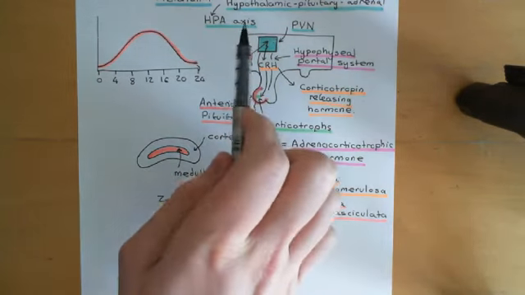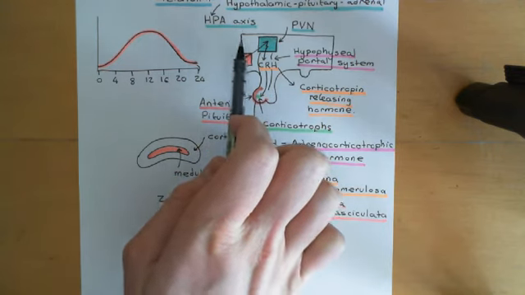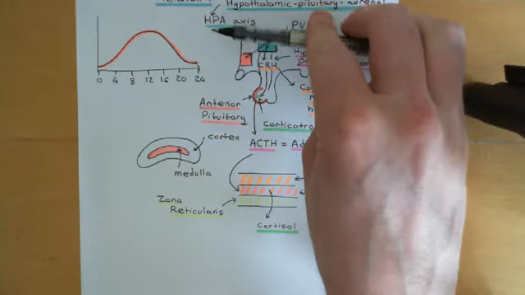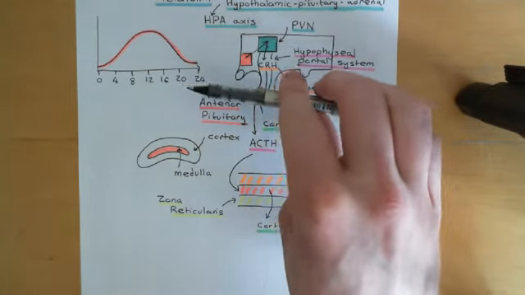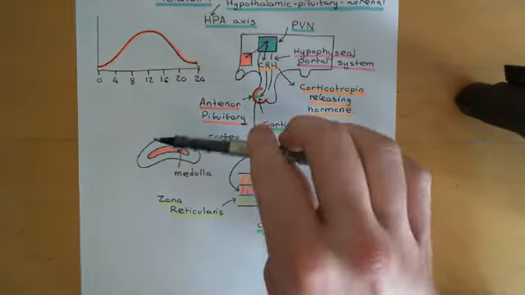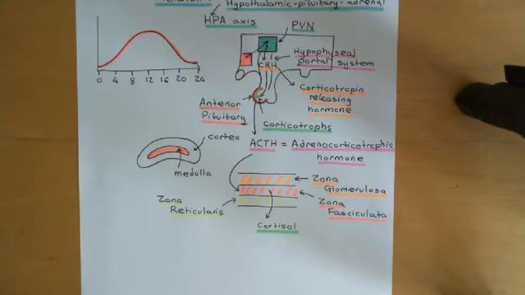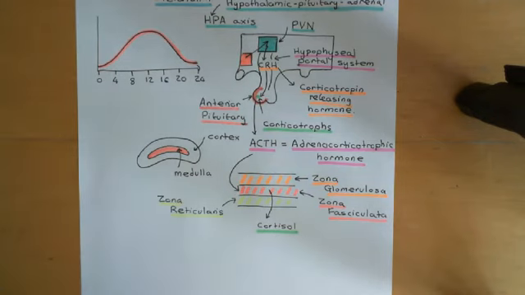So basically, at night when the suprachiasmatic nuclei are firing at low rates, the paraventricular nuclei will be releasing low amounts of corticotropin releasing hormone, then the anterior pituitary will be releasing low amounts of ACTH, and therefore the zona fasciculata will be releasing low amounts of cortisol, hence why we have low amounts of cortisol.